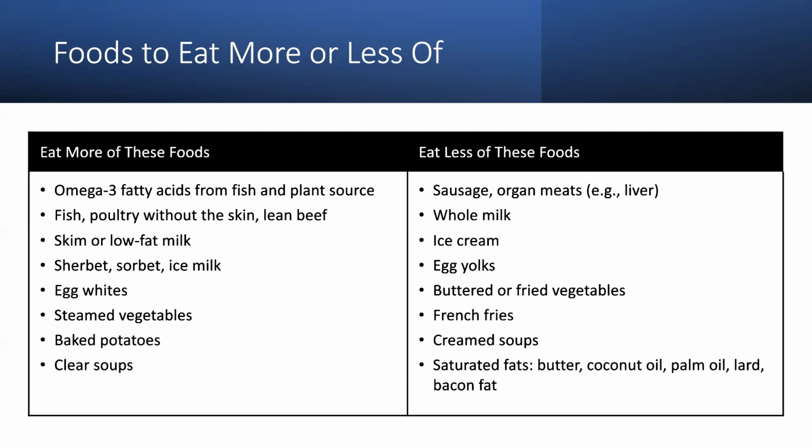Eat less of sausages, organ meats, liver, whole milk, ice cream, egg yolks, buttered or fried vegetables, French fries, creamed soups, and saturated fats like butter, coconut oil, palm oil, lard, and bacon fat.